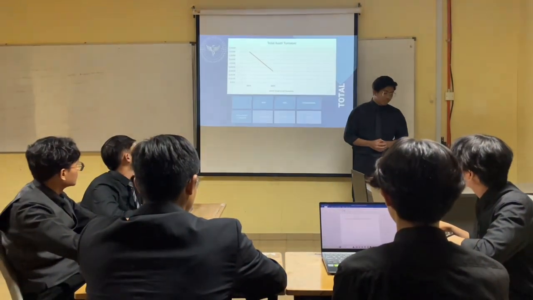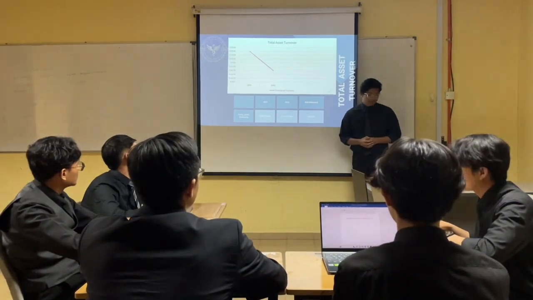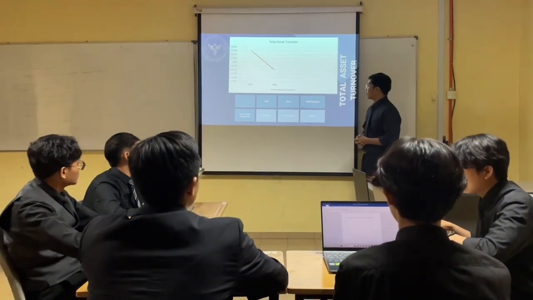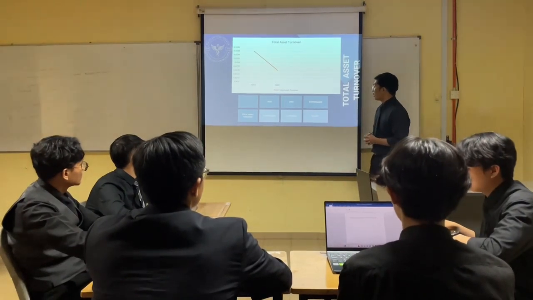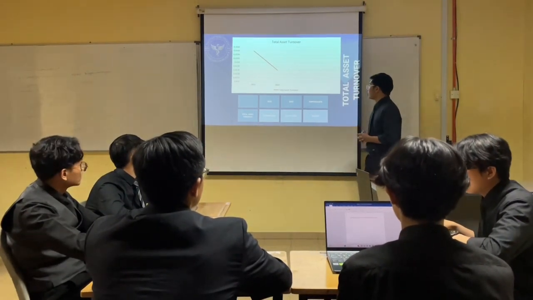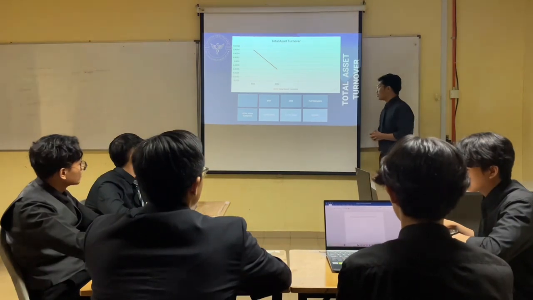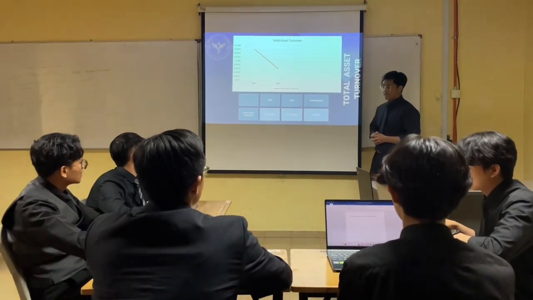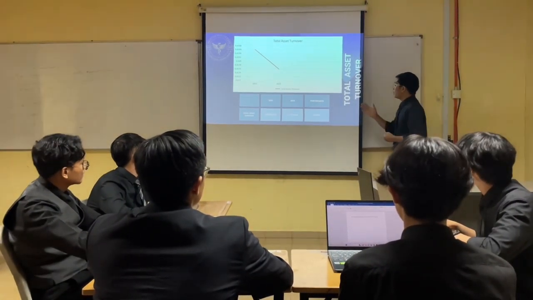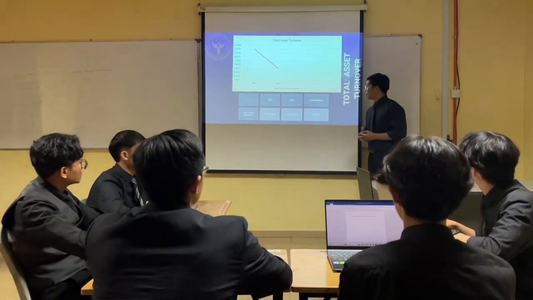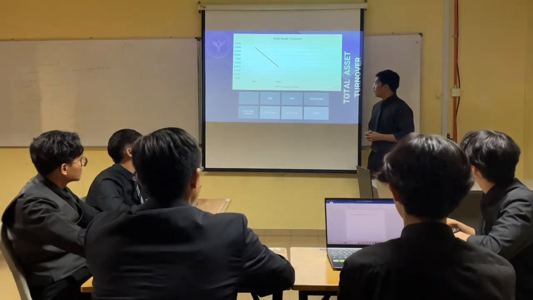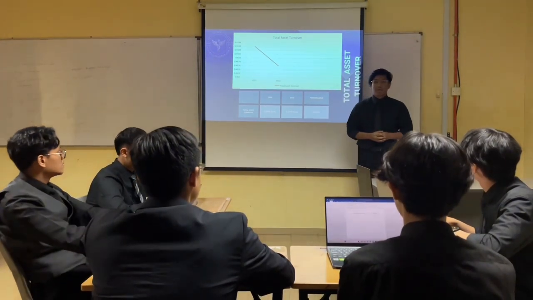And for the last ratio, which is total asset turnover. For the year 2021, we have the value of total asset turnover 0.4186 times. And for the year 2022, we have the value 0.4176 times. This indicates that our performance for the total asset turnover is worse, since the year 2022 has a lower value than the year 2021.